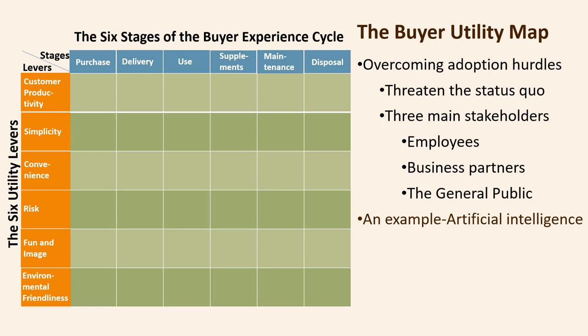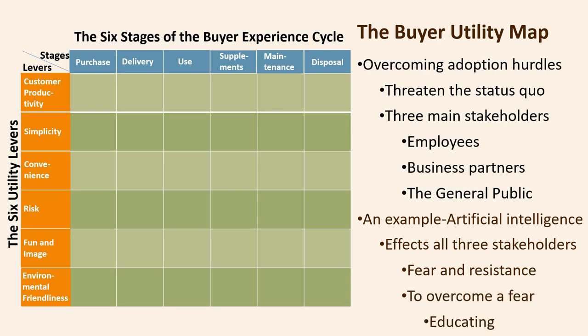An example with artificial intelligence. Suppose you as a company do not articulate how the introduction of artificial intelligence in your company will affect your employees, your partners, and the general public. You may end up with fear and resistance from all three stakeholders. As with most fears, the way to overcome a fear of innovation is by educating the fearful.